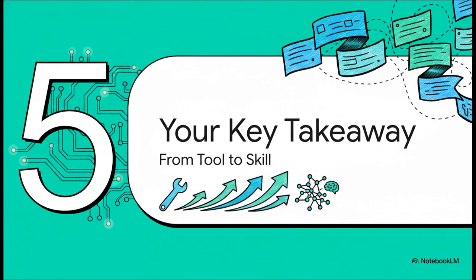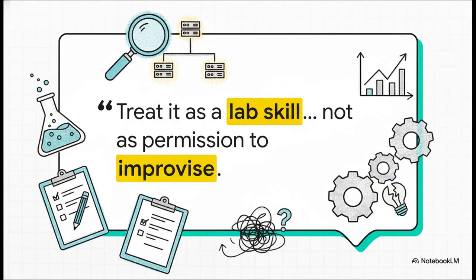So after all of this, what's the one big thing you should walk away with? It really comes down to a fundamental shift in your mindset. It's about taking banner grabbing from being just another simple tool in your toolkit and turning it into a real disciplined skill. And here it is. This is the most important point of all. Treat it as a lab skill, not as permission to improvise. Think about it. When you're in a lab, you're careful, you're methodical, you control the variables, you document everything. That is exactly how you should be approaching this.